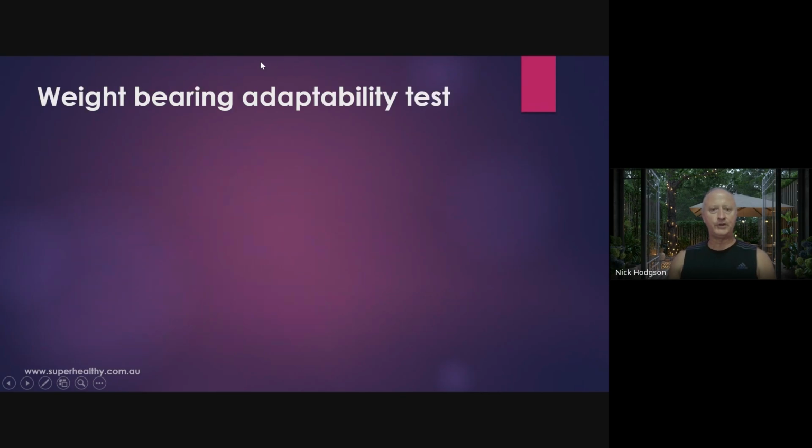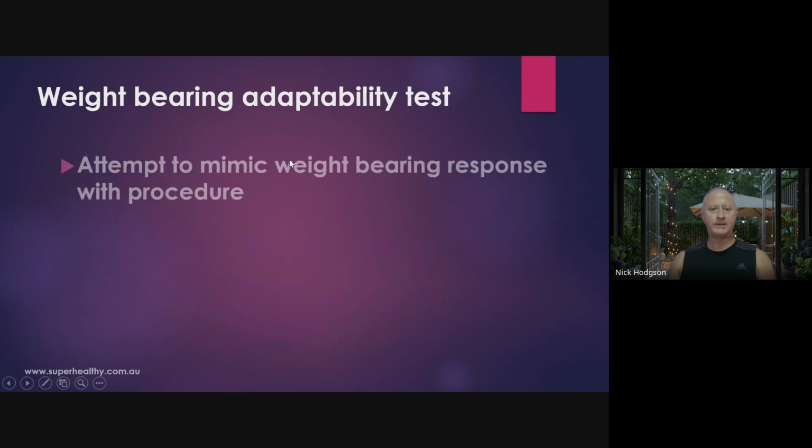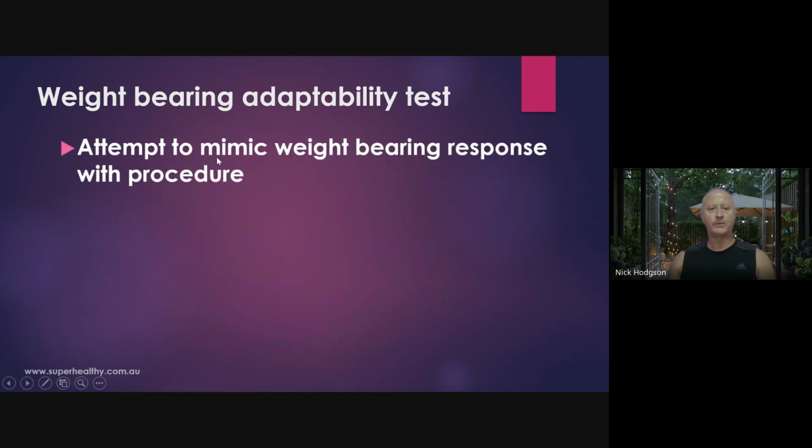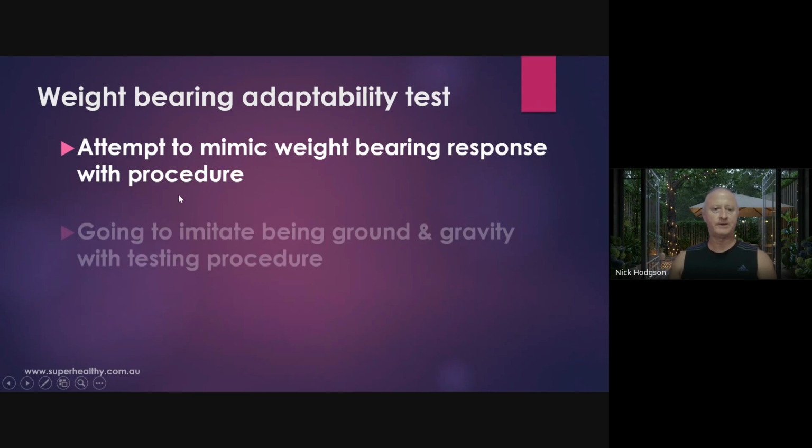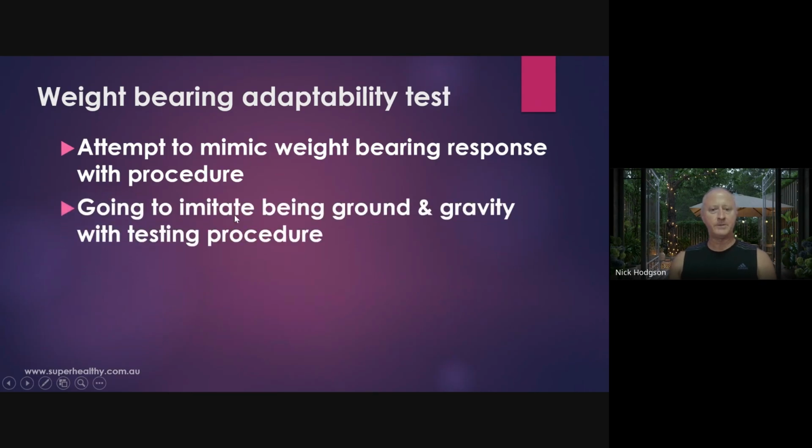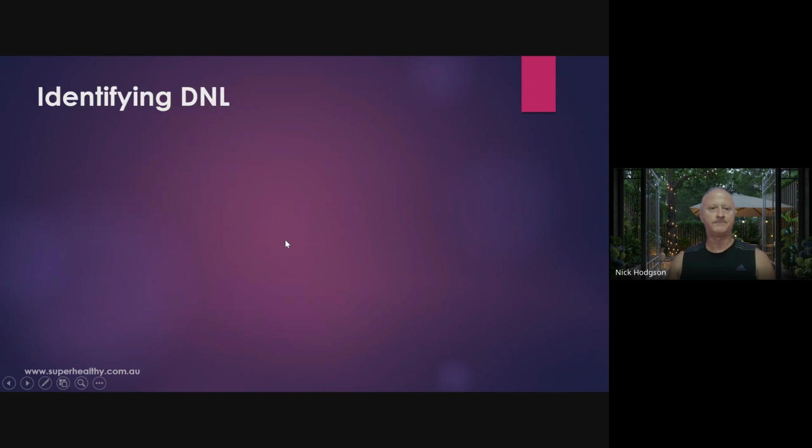So we're going to be using what I call the weight-bearing adaptability test. What we're doing is attempting to mimic the weight-bearing response with our procedure. So we're going to imitate being the ground. We're the gravity with our testing procedure.